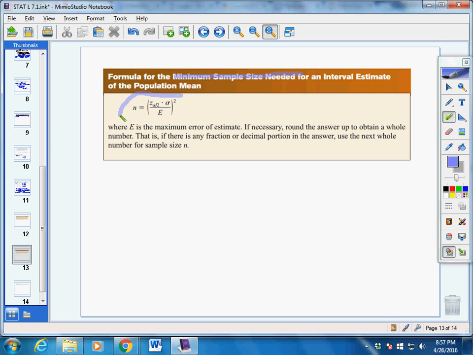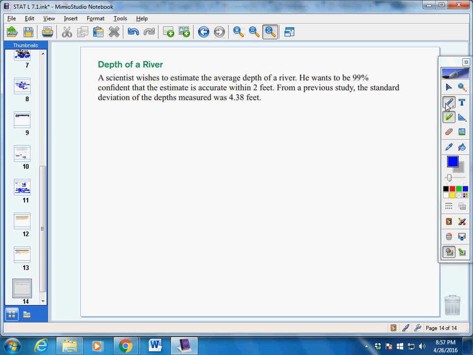So what they've done is they've derived, from the maximum error of estimate, this formula. And it says, if necessary, round the answer up to obtain a whole number. What we're looking for right here is our sample size, and that needs to be a whole number. If there's a fraction or decimal portion, use the next whole number for the sample size. Always round up. So let's take this formula and use it in an example.